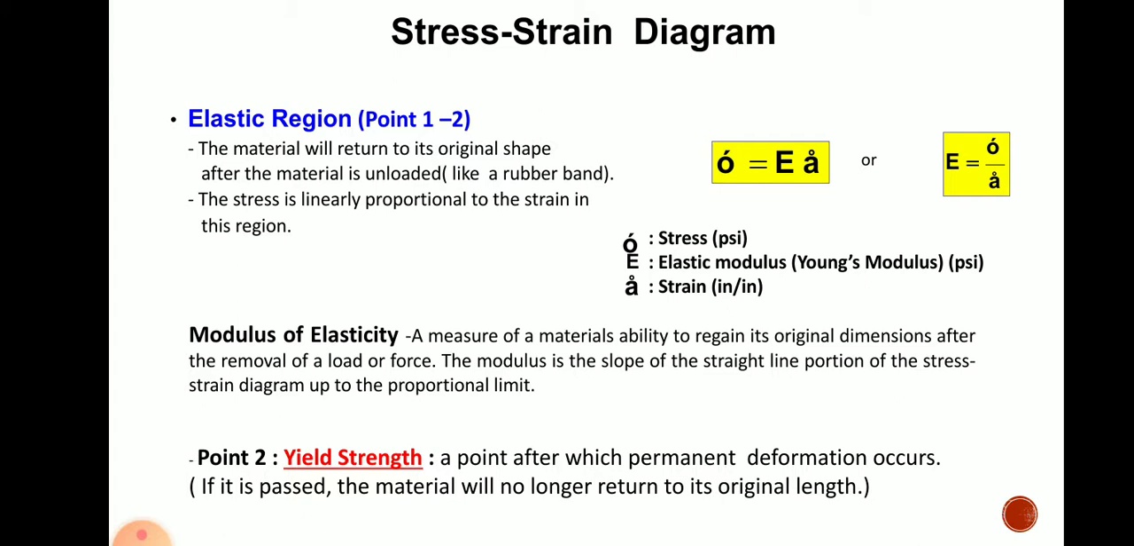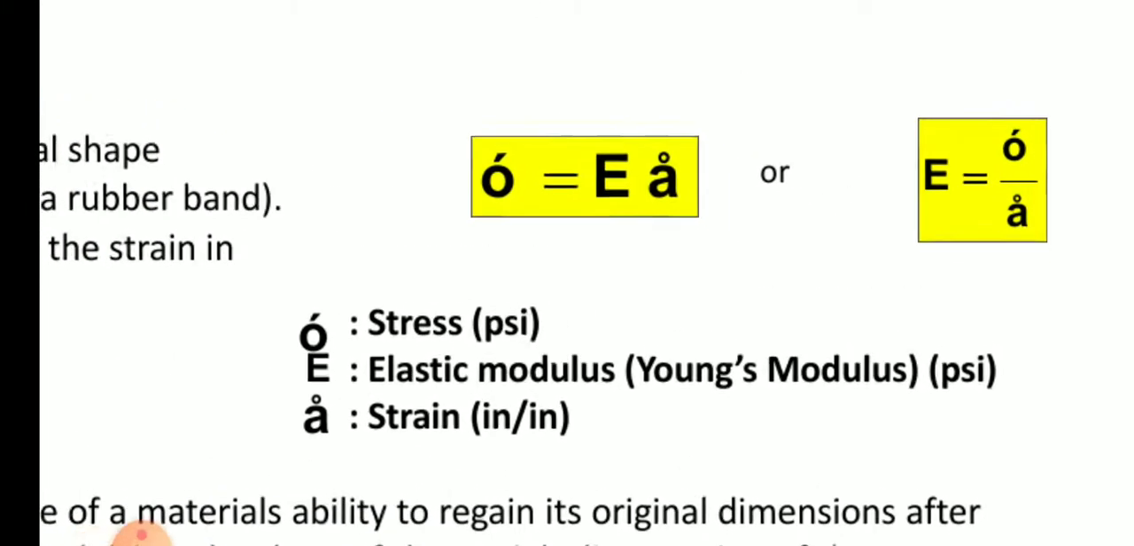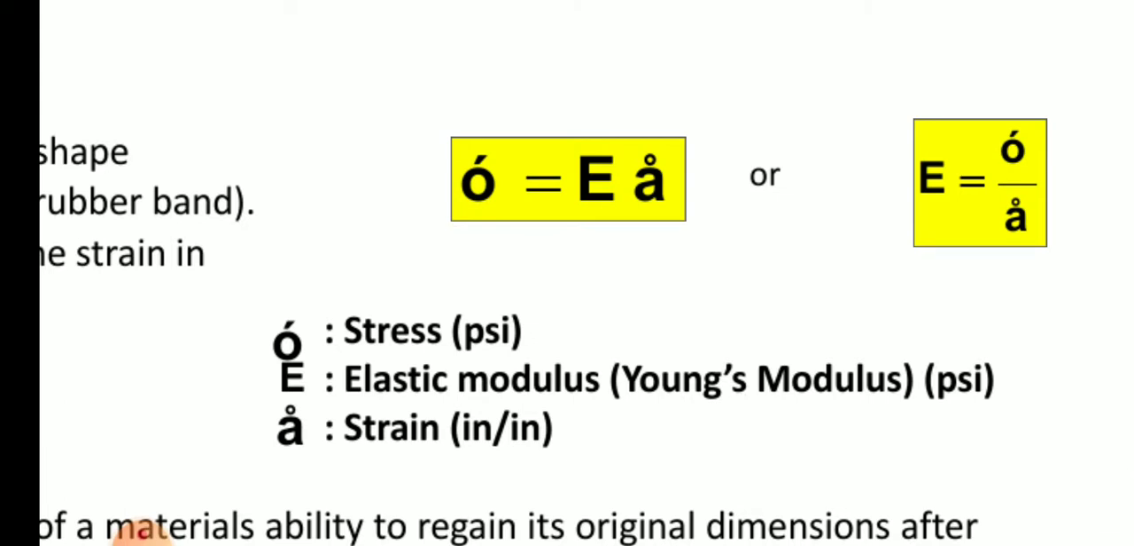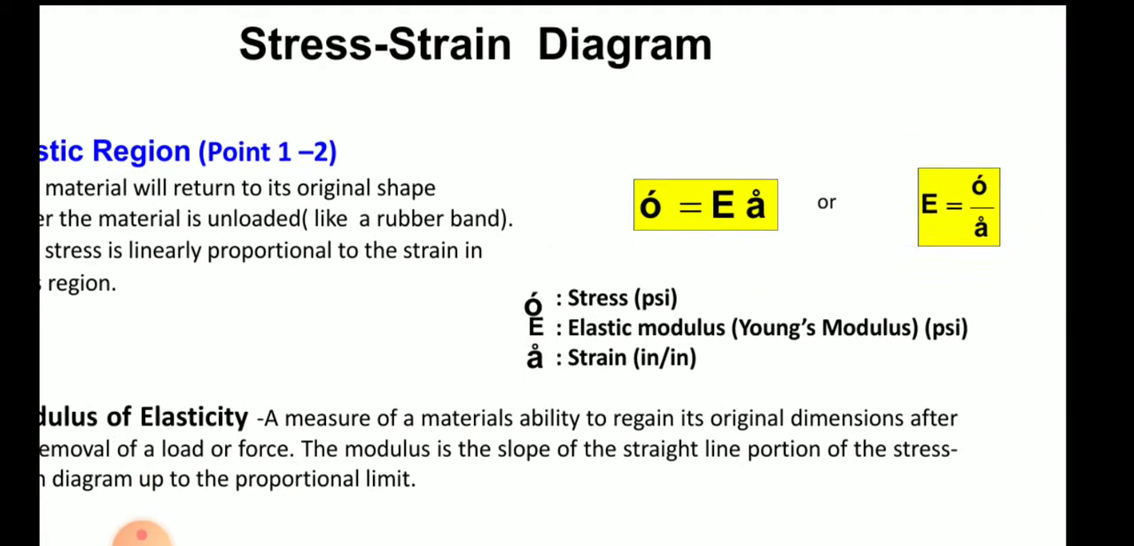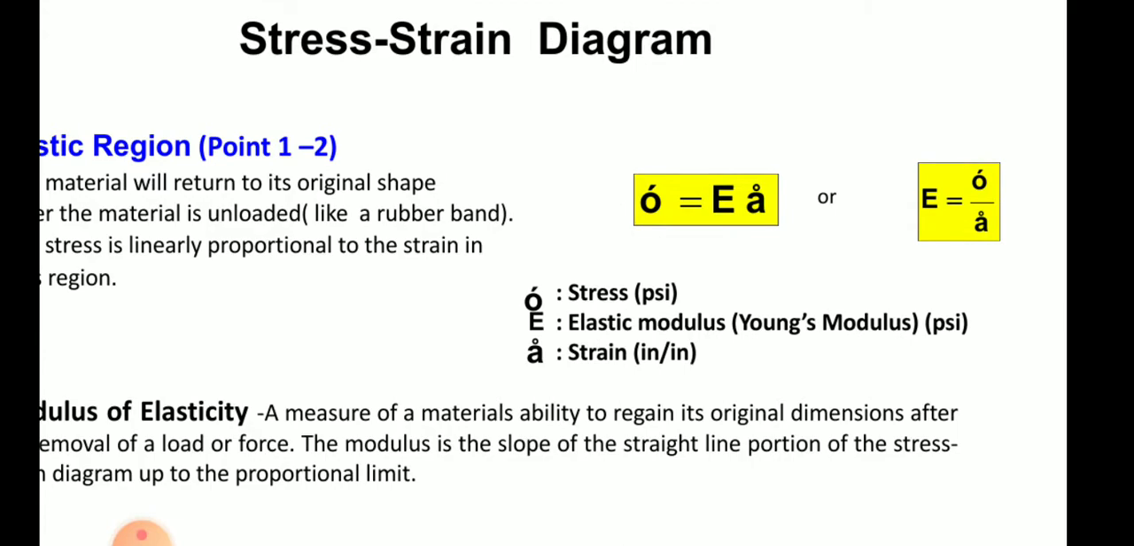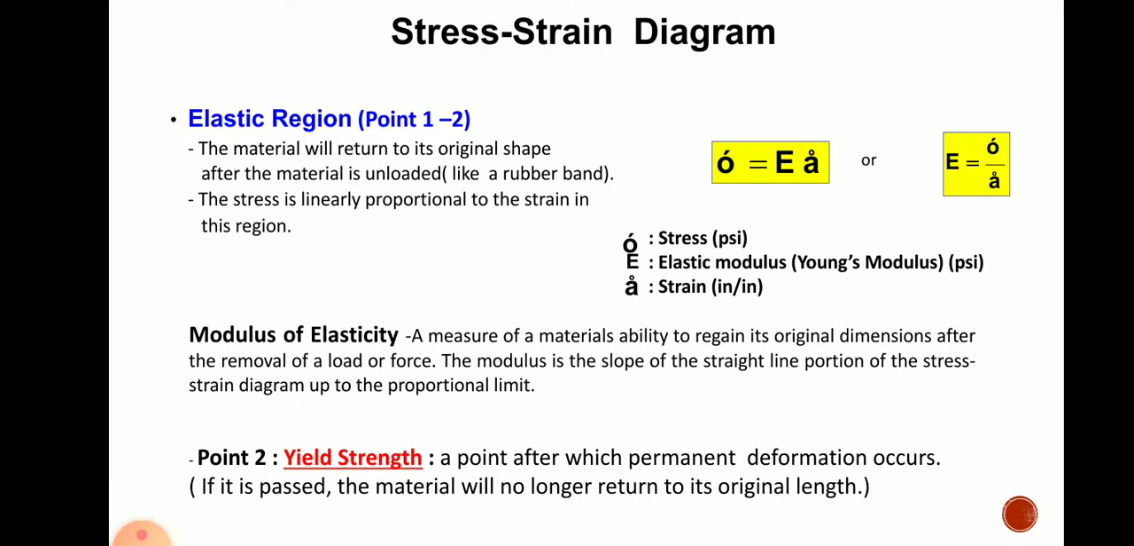That's why it is called the elastic region. The stress is linearly proportional to strain in this region. Now if you know the stress and strain in this region, we can find out the modulus of elasticity, which is represented by capital E. E is equal to stress upon strain, sigma upon epsilon, as represented in this formula. The symbol with the hat over it is nothing but epsilon, that is strain. Therefore E is equal to stress upon strain, and that is the modulus of elasticity.